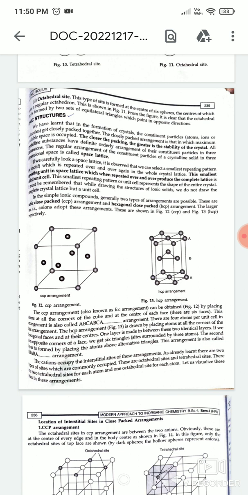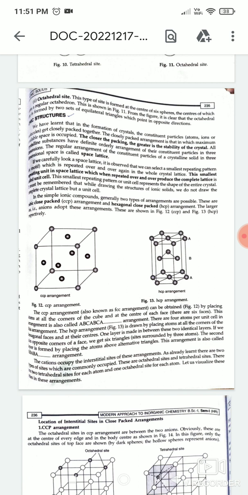The smallest repeating unit in a space lattice, which when repeated over and over produces the complete lattice, is called a unit cell. This smallest repeating pattern or unit cell represents the shape of the entire crystal. It must be remembered that while drawing the structure of ionic solids, we do not draw the complete crystal lattice but a unit cell.